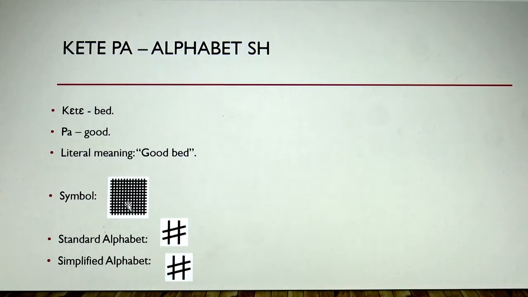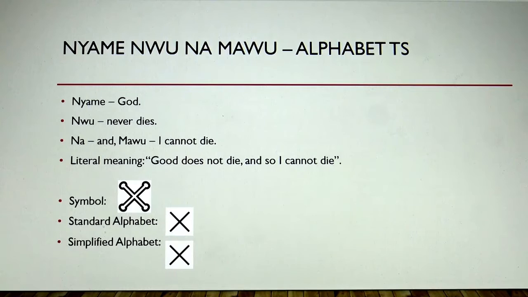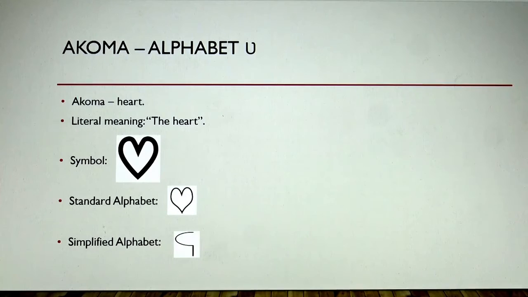Nyame nwu na mawu. Alphabet TS. Nyame is God. Nwu, never dies. Na mawu, I cannot die. Literal meaning God does not die and so I cannot die. This is the symbol and this is the alphabet. Akoma is alphabet U with a hook. Akoma is heart, literally meaning the heart. This is the symbol. These are the alphabets.